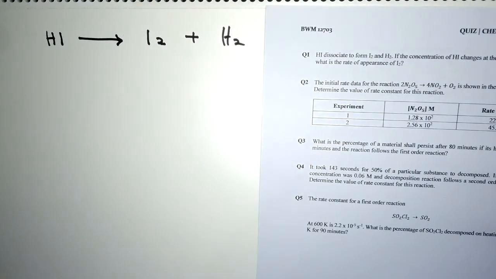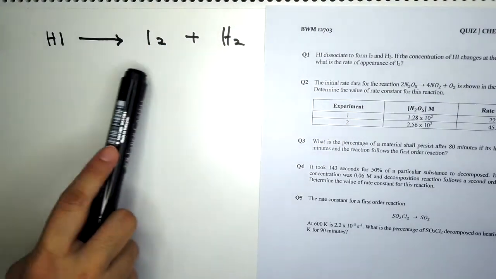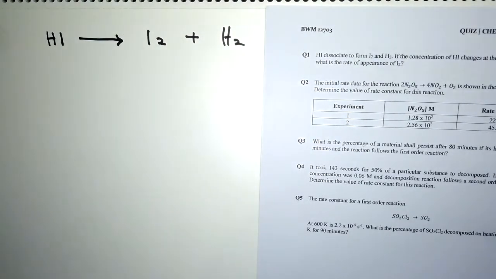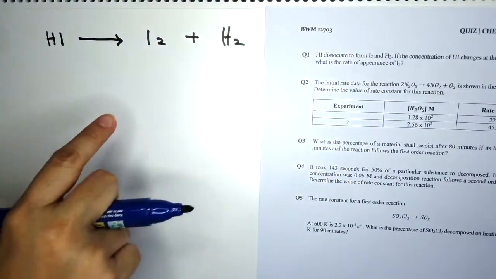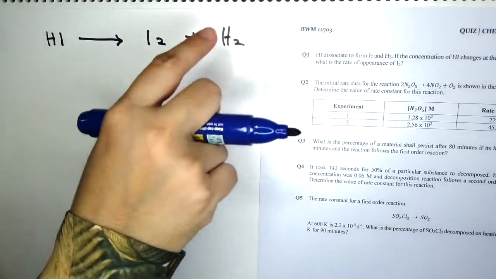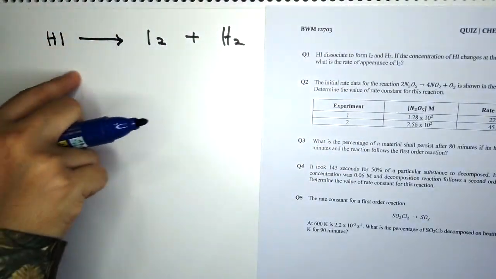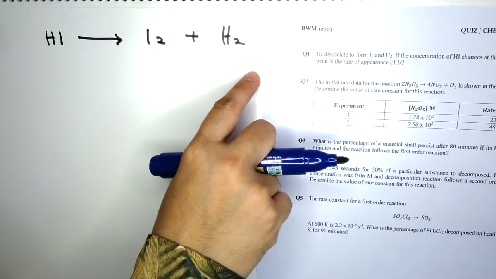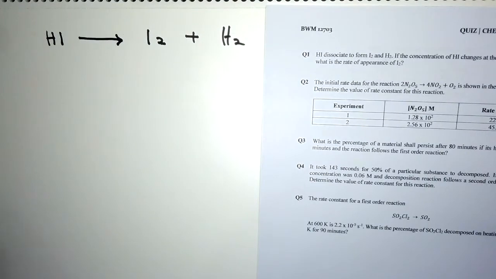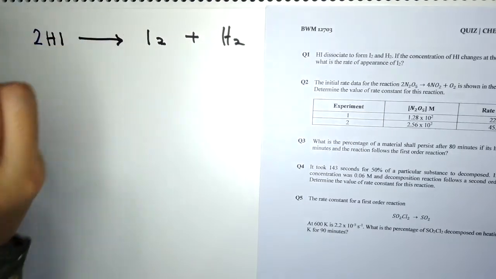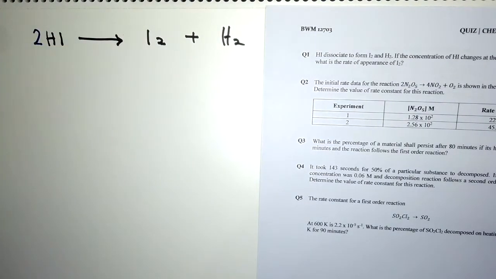Given in the question is that this HI will dissociate into iodine and also H2. So when you want to balance this equation, you need to make sure that the number of iodine and the number of hydrogen at the reactant is balanced with the product. At the product, both of these elements have 2 molecules, so you need to add 2 here, and you will get the balanced equation for this reaction.